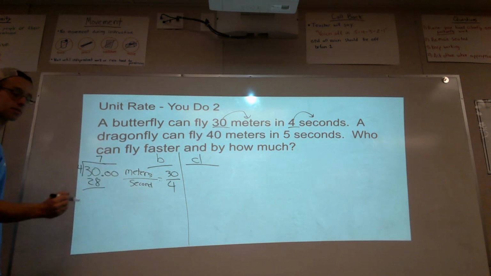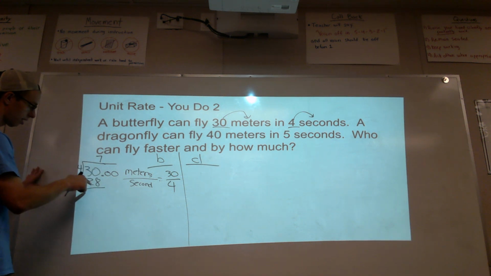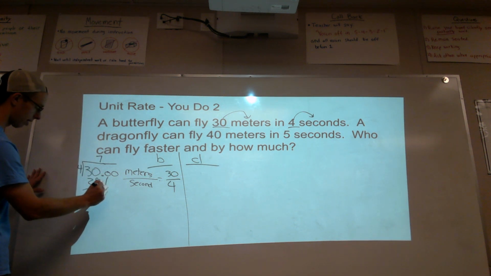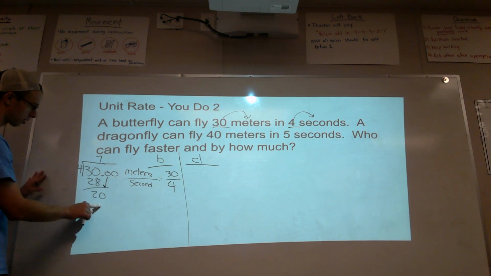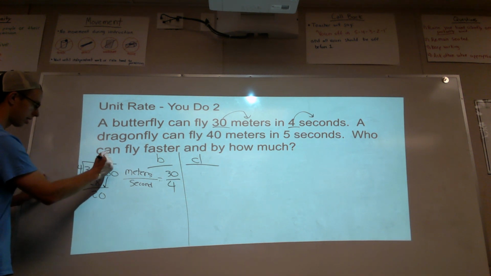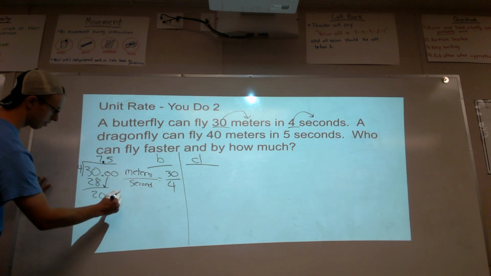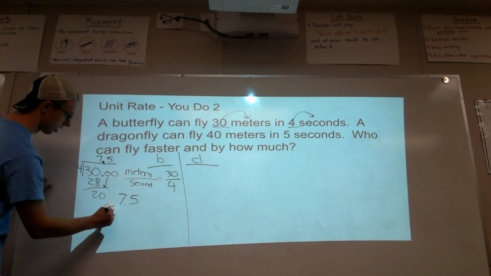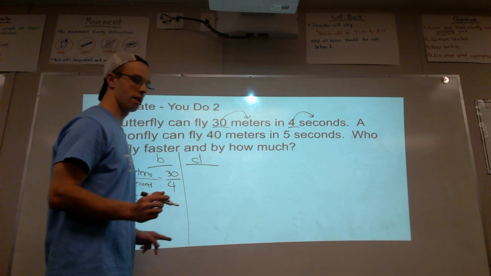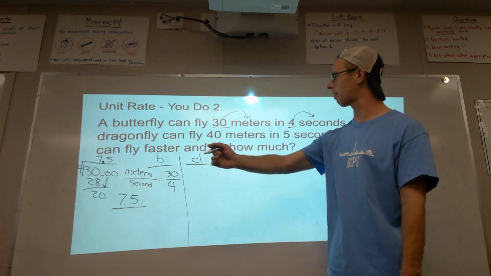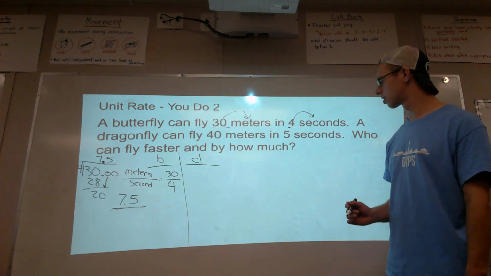Again, I'm showing you decimal questions. So we get 2, the 0 drops. 4 goes into 20 5 times. I get 7.5. So I'm just going to write that here so I can see it. 7.5 meters per second. That's how fast the butterfly flies.